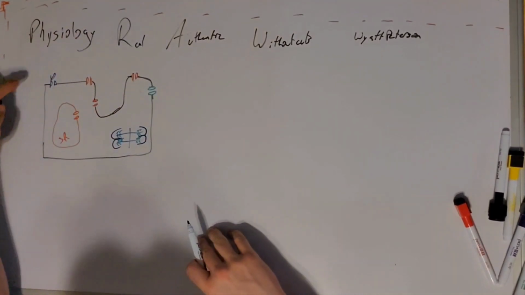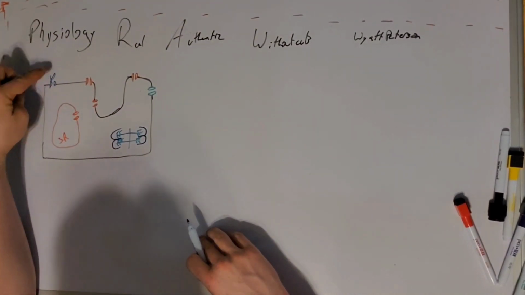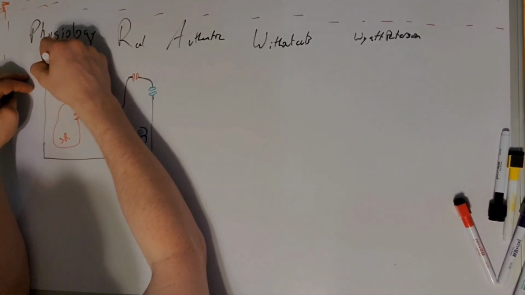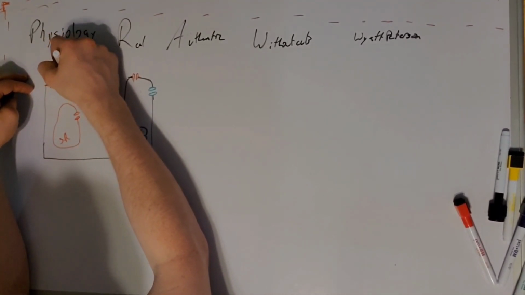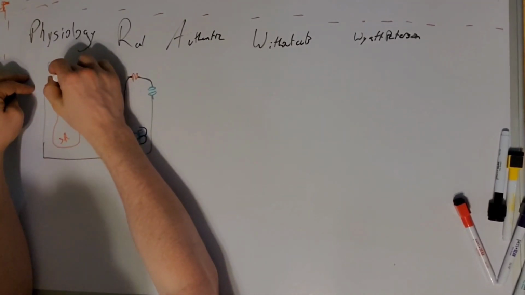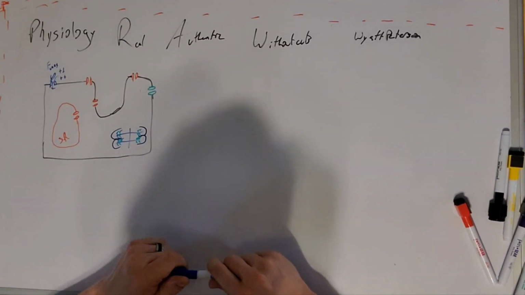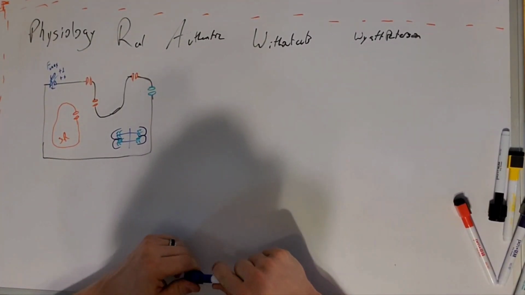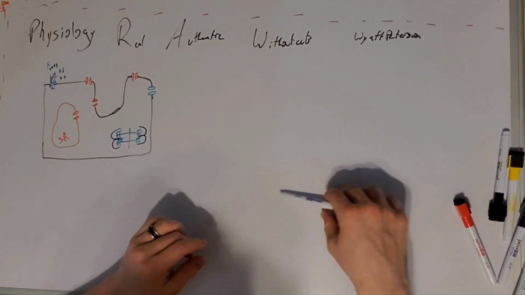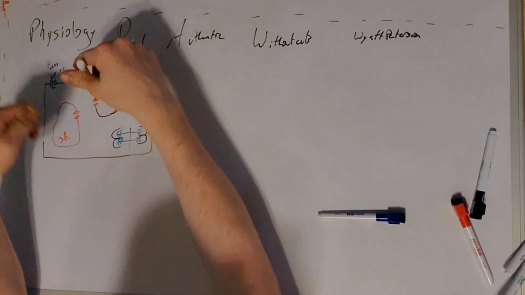So I think the first thing we need to point out is this channel. It's called the F, like the funny channel. And so what it does is it'll allow positive ions to go into the cell to make sure it never hyperpolarizes. We never see hyperpolarization in the cardiac cells.